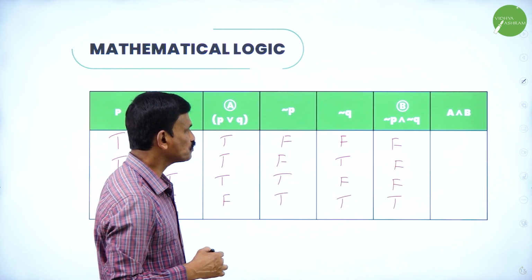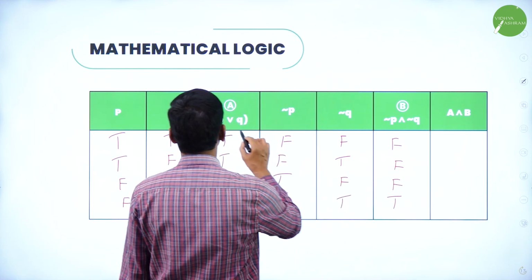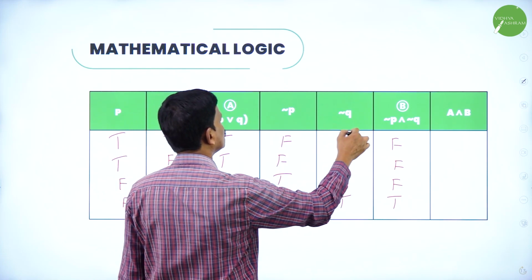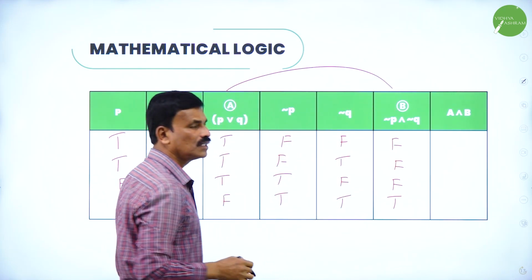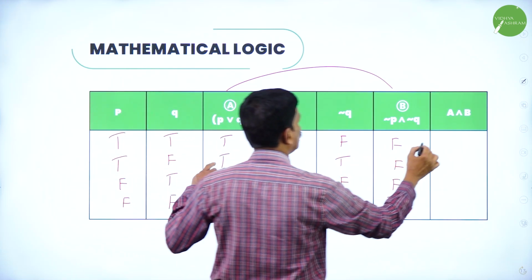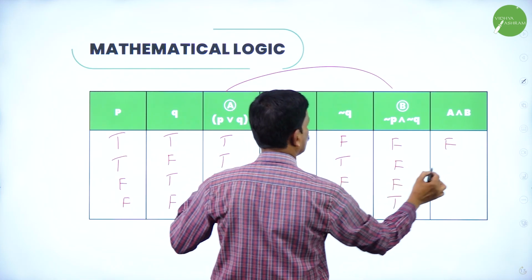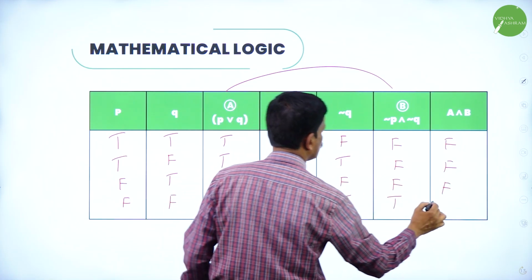Now write down again the conjunction for these two: P disjunction Q, conjunction negation P conjunction negation Q. Conjunction means true and true is true. In all other cases it is false. So true and false is false, true and false is false, again true and false is false, and false and true is also false.